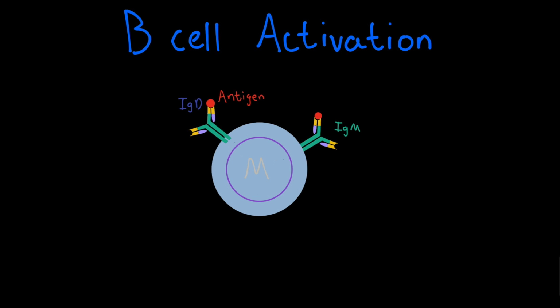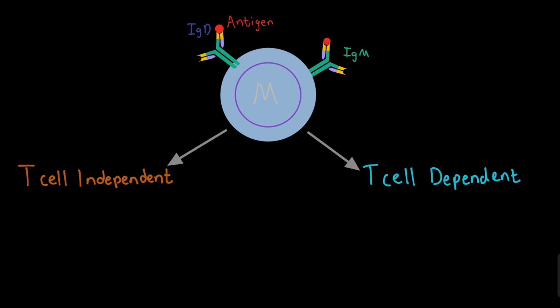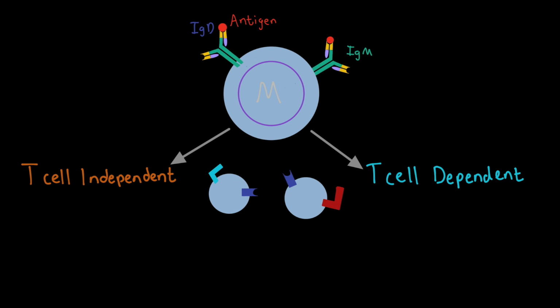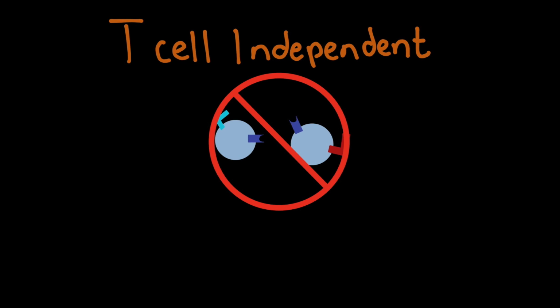Now, there are two different pathways for B cell activation. The first includes the T cell independent pathway, and the other includes the T cell dependent pathway. The main difference between the two pathways is the intervention of T cells. In T cell independent, T cells do not intervene.